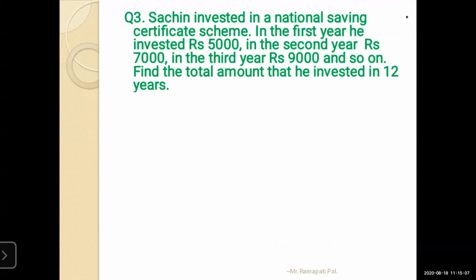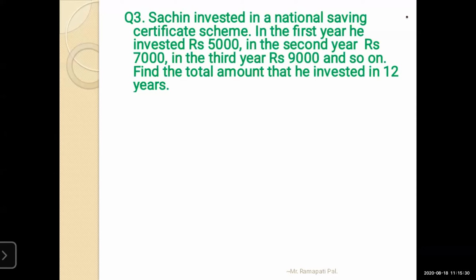Okay, then come with me and let's start question number 3. Sachin invested in a national savings certificate scheme. In the first year, he invested rupees 5,000. In the second year, rupees 7,000. In the third year, rupees 9,000 and so on. Find the total amount that he invested in 12 years.